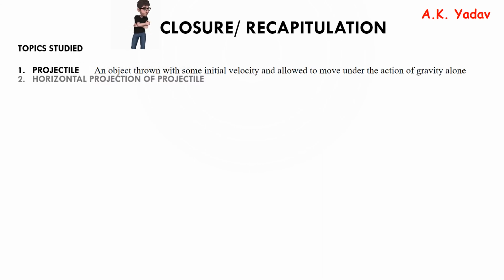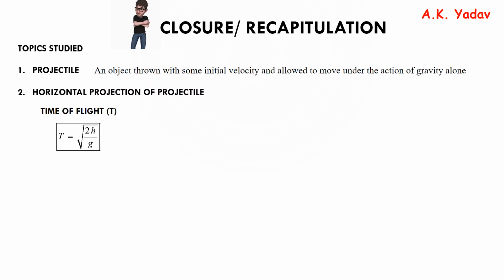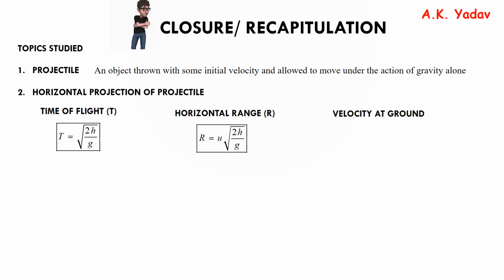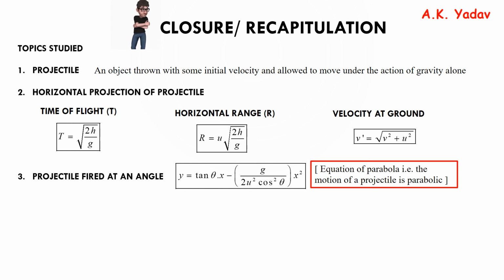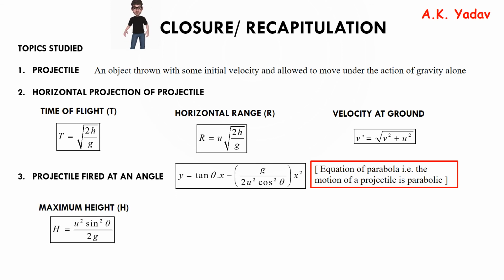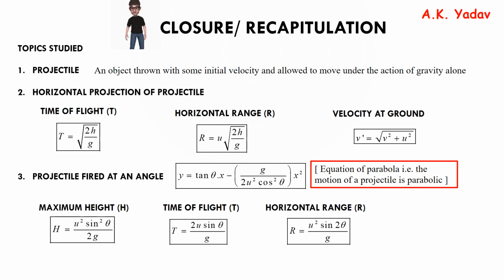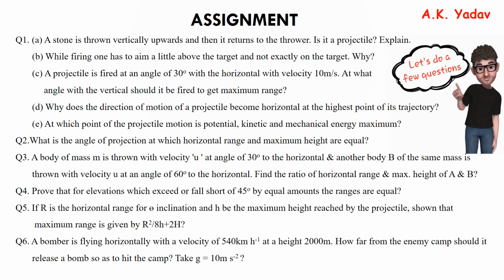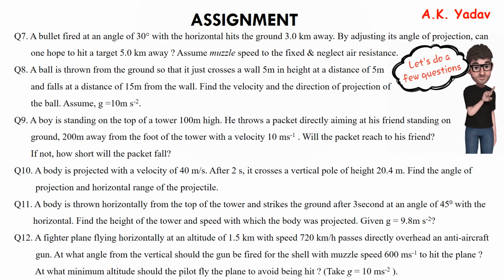Now what we have learnt: what is a projectile, the horizontal projectile motion, time of flight, range, velocity at the ground, projectile fired at an angle, the equation of parabola, maximum height, time of flight, horizontal range. Now is the time to do a few questions. The first 6 questions, then the remaining 6. So in total there are 12 questions.